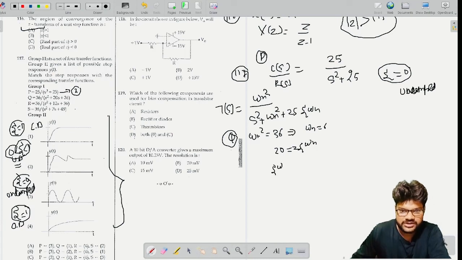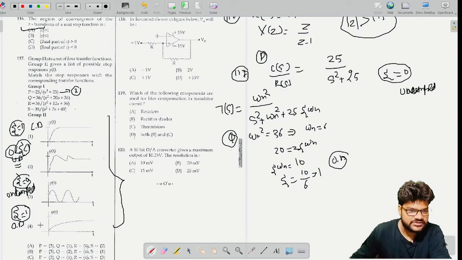From this zeta omega n is going to be 20 by 2, that is 10, and zeta is going to be 10 by omega n, which is 6. So this is coming greater than 1, so this is over damp, right? So Q will be matching with over damp, this is 4. So Q will be matching with 4.